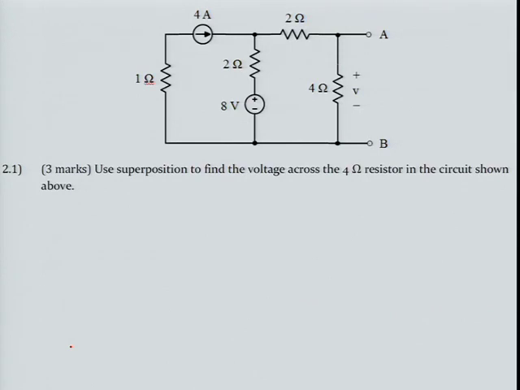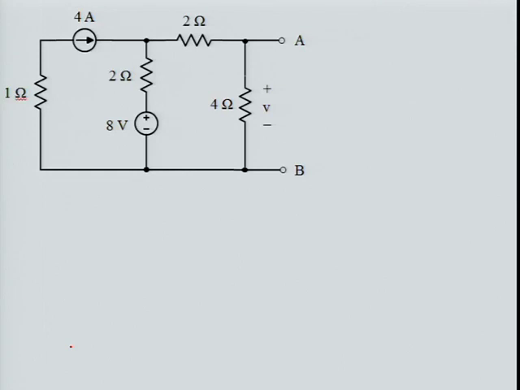Use superposition to find the voltage across the 4 ohm resistor in the circuit shown above. So you have to know what superposition is. The idea of looking at one source at a time, one independent source at a time, and adding up the results.